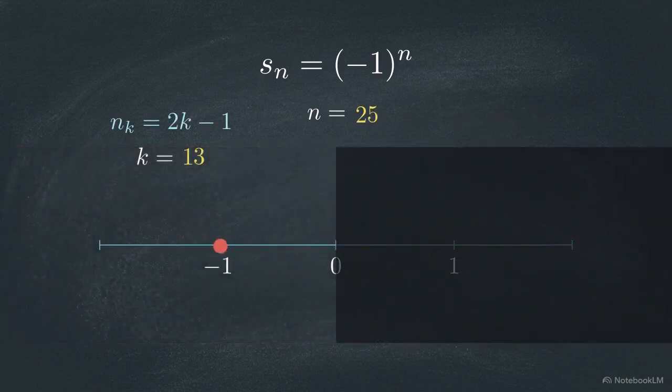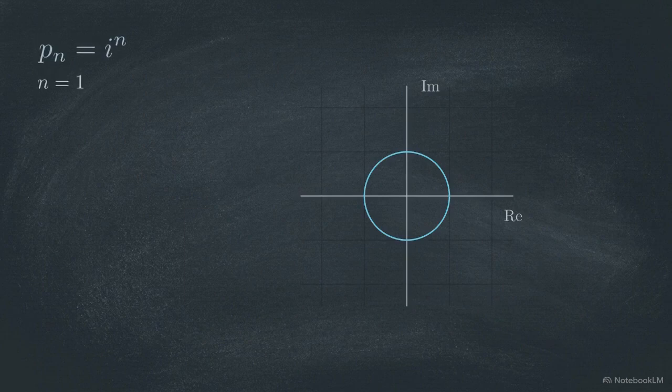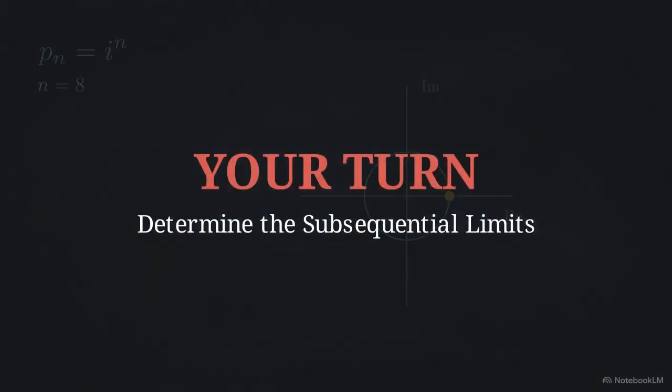Conversely, if we change our rule to 2k minus 1, we isolate the odd terms on the left side. This yields a stable subsequence converging to -1. Let's test this concept. Here is the complex plane showing the sequence i to the power of n. The point rotates in 90-degree increments around the unit circle. Pause the video now and determine the subsequential limits.